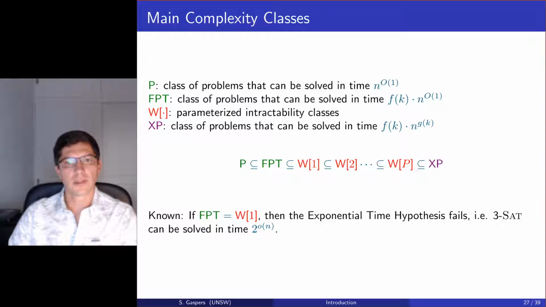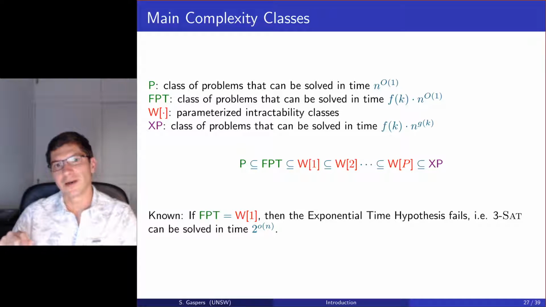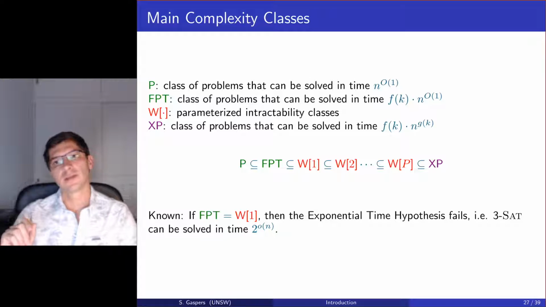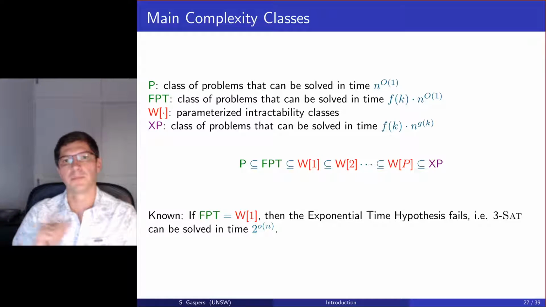And now we can look at complexity classes in parameterized complexity. So P is the standard class of problems that can be solved in polynomial time. But now there's another good class, and that is FPT. Those are all those parameterized problems that can be solved in time f of k times a polynomial in n, where f is some arbitrary function of the parameter only.